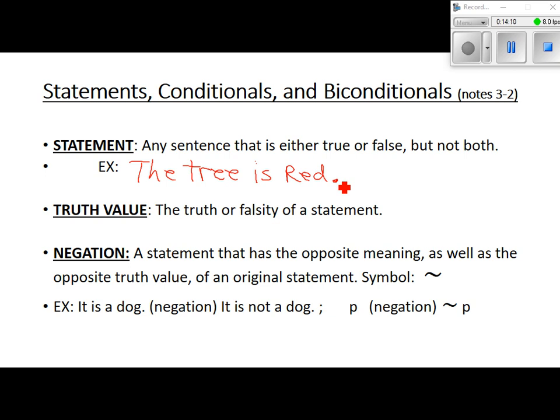With truth value, some math person thought that they were being clever and sounding real intelligent and making it truth value. When you find the truth value of something, what are you doing? Tell them whether it's true or false. Don't make it harder than it is. You just tell them whether something's true or false.